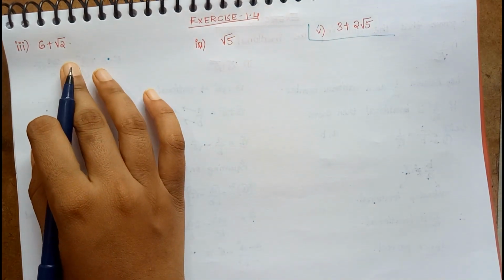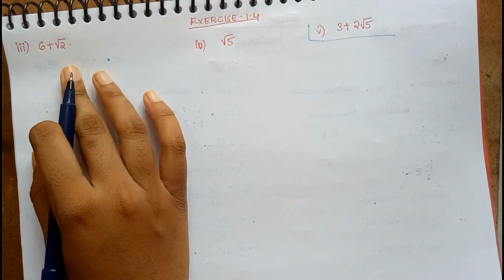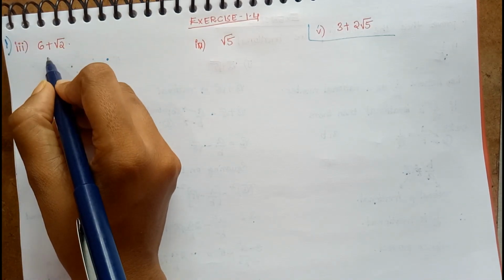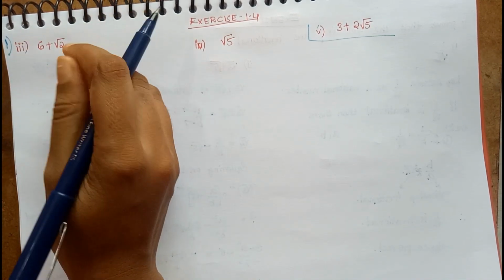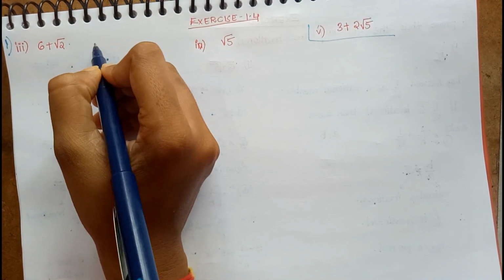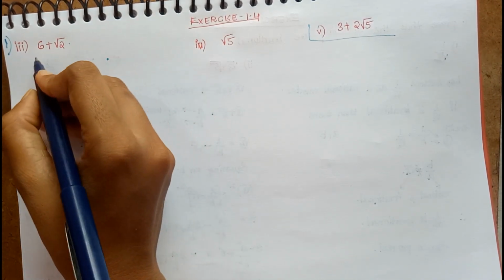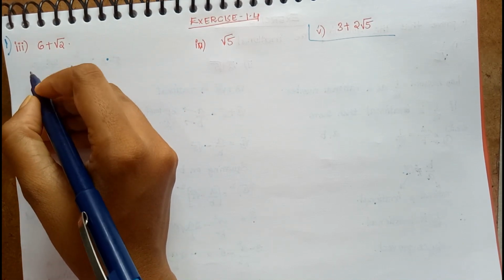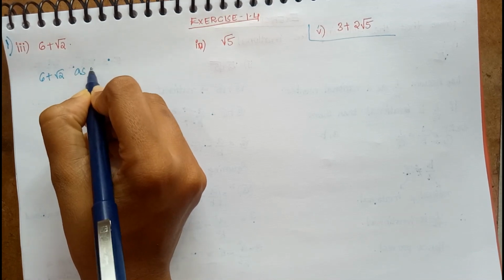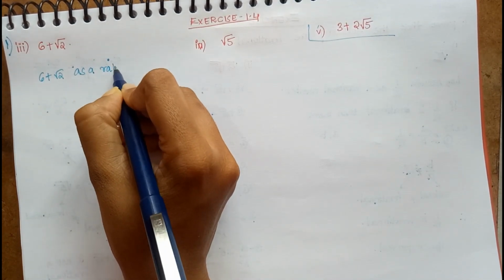Third question, first bit, third question: 6 plus root 2. He is asking to prove that 6 plus root 2 is an irrational number. Here we'll assume the opposite, that is, 6 plus root 2 is a rational number.